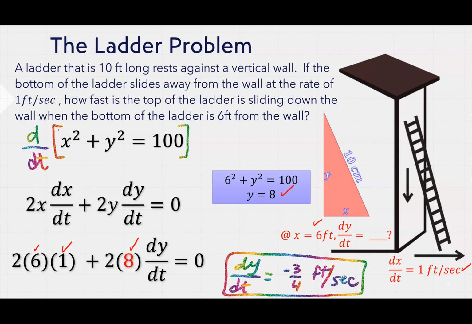So, as we are saying, when the bottom of the ladder is 6 foot from the wall, if this ladder continues to slide at 1 foot per second, then the top of the ladder would be sliding down at 3 feet every 4 seconds. That's what that answer means. Okay, that's the ladder problem.